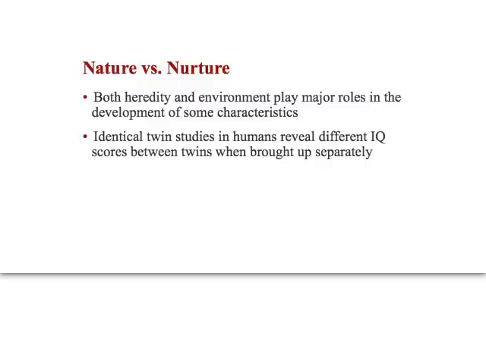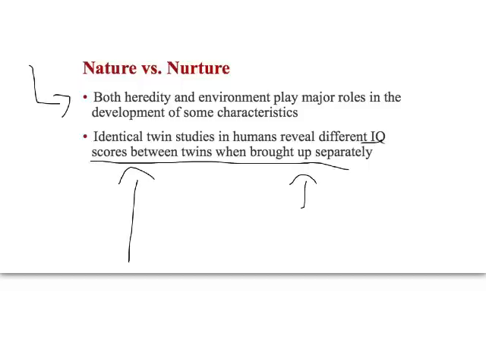Okay, so we know that both heredity, or the genes you have, and the environment play a major role in your development of some characteristics. And the way we know this is that if we look at studies of identical twins, they don't have the same phenotype all the time, even though we know they have the same genotypes because they're identical. So for example, IQ scores have been shown to be different between identical twins if they're raised separately. So we know that IQ must be something that's influenced by the environment.